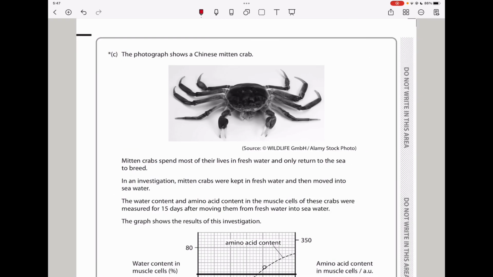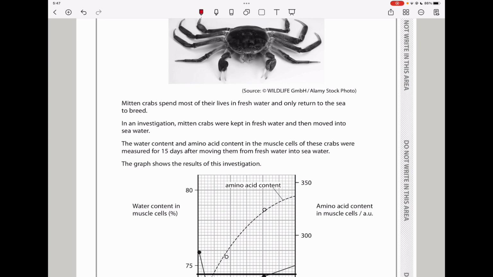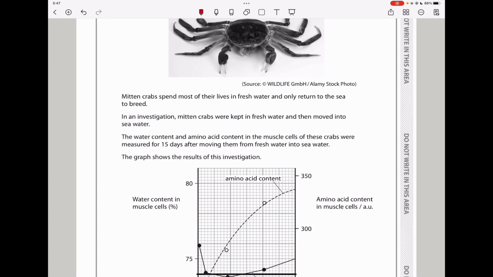Moving on. Here they say the photograph shows a Chinese mitten crab. They say mitten crabs spend most of their lives in fresh water and only return to the sea to breed. In an investigation, mitten crabs were kept in fresh water and then moved into the seawater.